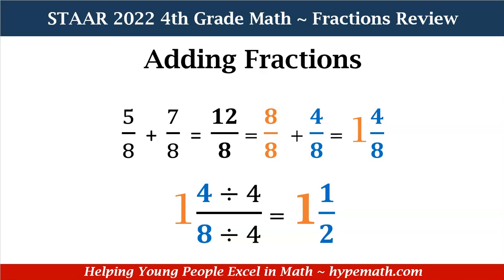Remember, we talked about finding the greatest common factor. So that's what we're going to do for 4 and 8. And when we do that, we discover that the largest number that can go into 4 and 8 evenly is 4. So I'm going to divide 4 divided by 4. That is equal to 1. 8 divided by 4 is equal to 2. We still have our whole number, so our answer is 1 and 1/2, okay?